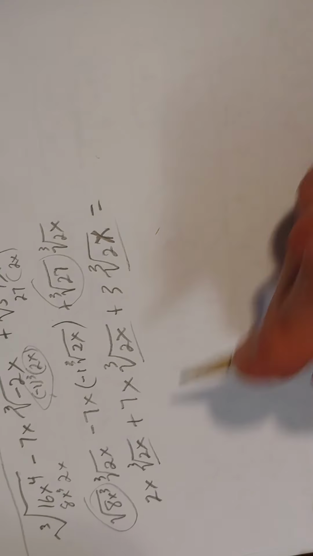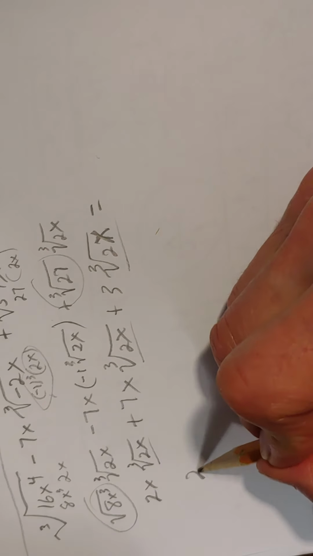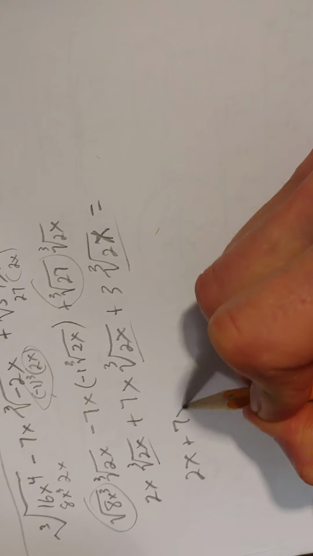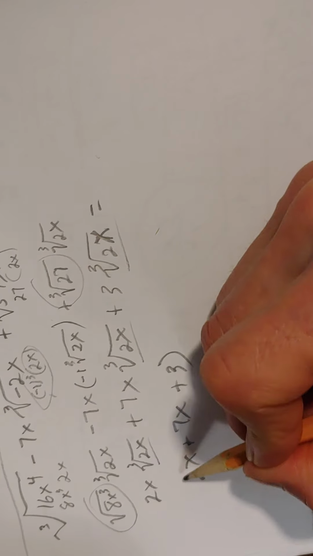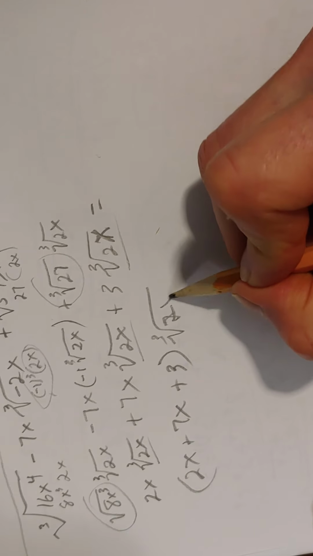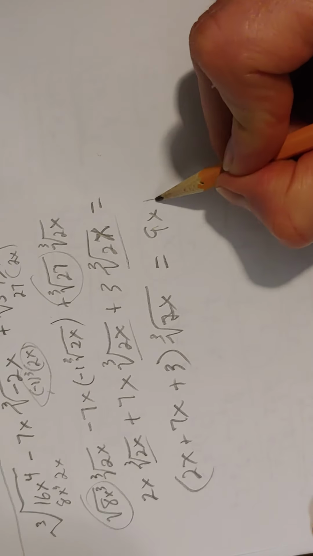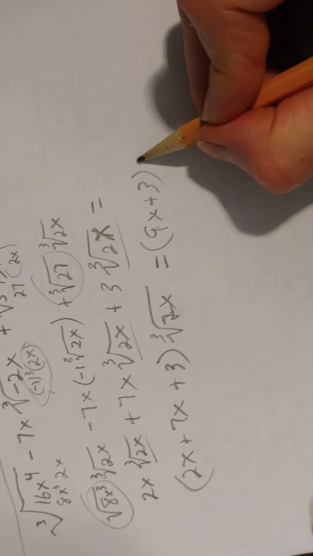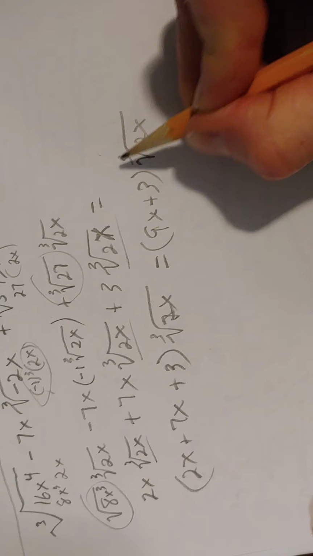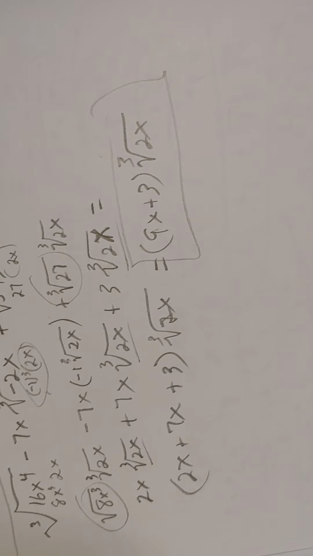In other words, you're going to add the coefficients. But using the distributive property, I can write it like this: 2x plus 7x plus 3 in grouping symbols times the cube root of 2x. That becomes 7x plus 2x is 9x, plus 3 in a grouping symbol, times the cube root of 2x. And there's an example involving a cube root. Okay?